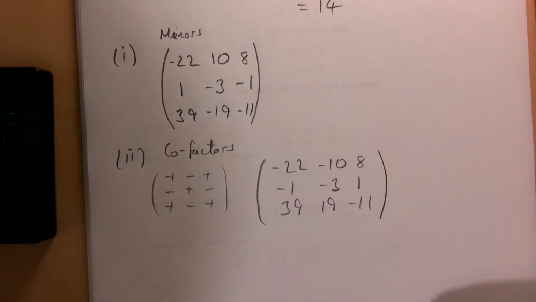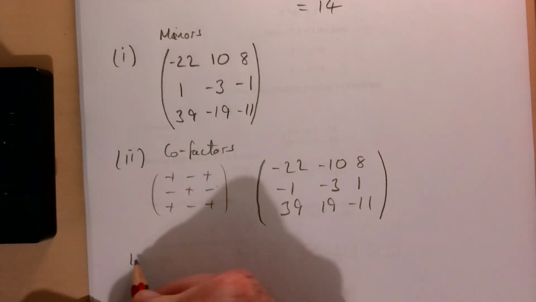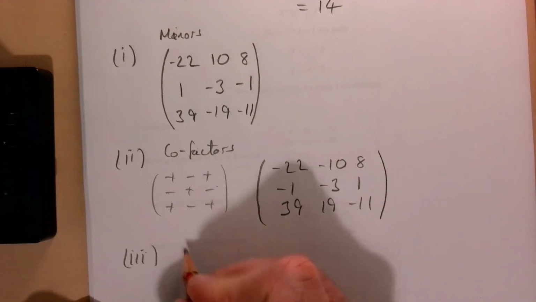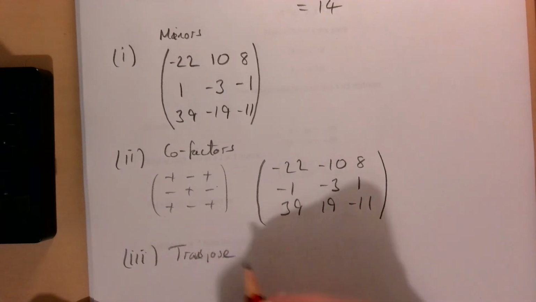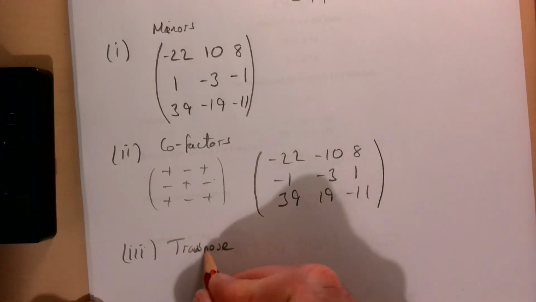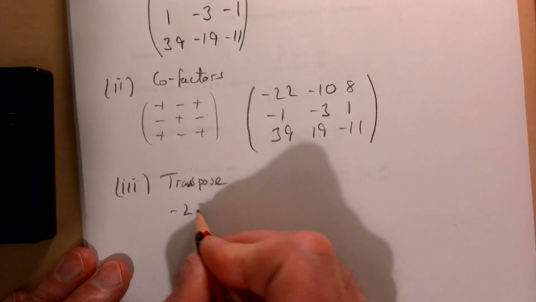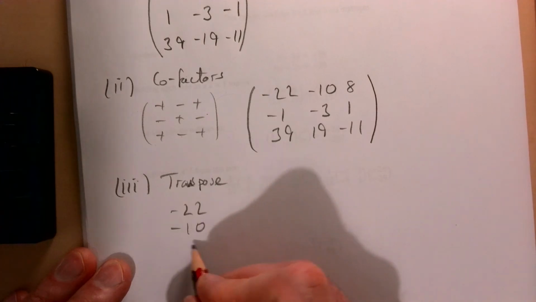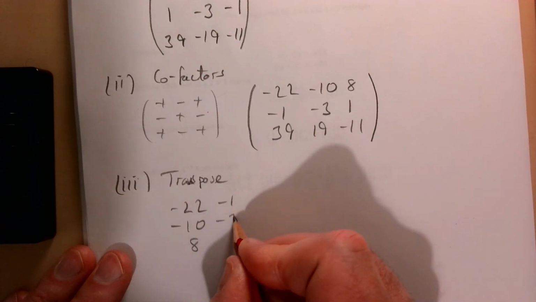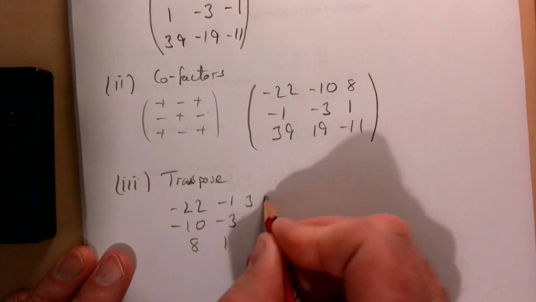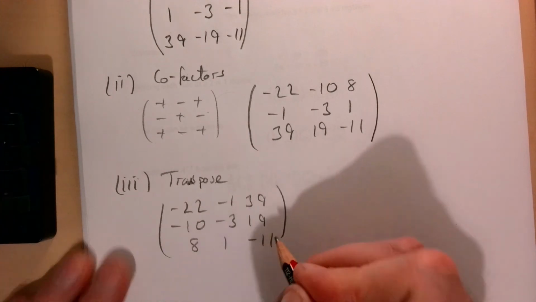And then finally we want to transpose it, so where the first row will become the first column, and so on. Can't spell transpose, but you get the idea. So it's going to be the minus 22, minus 10, 8, minus 1, minus 3, 1, 39, 19, minus 11.